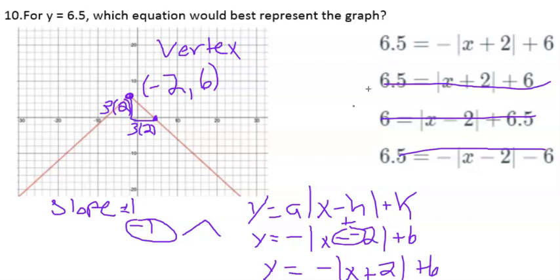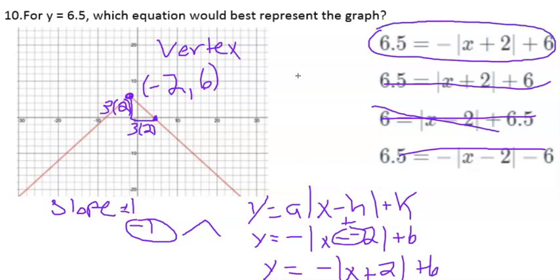The 6.5 is to be substituted for y, since it says that in the question. Y equals 6.5. So that's another reason why it couldn't be the third choice. And if you're ever not sure and you have a graphing calculator like Desmos, you could graph this function right here and see if it's the same or different as the picture you see here.